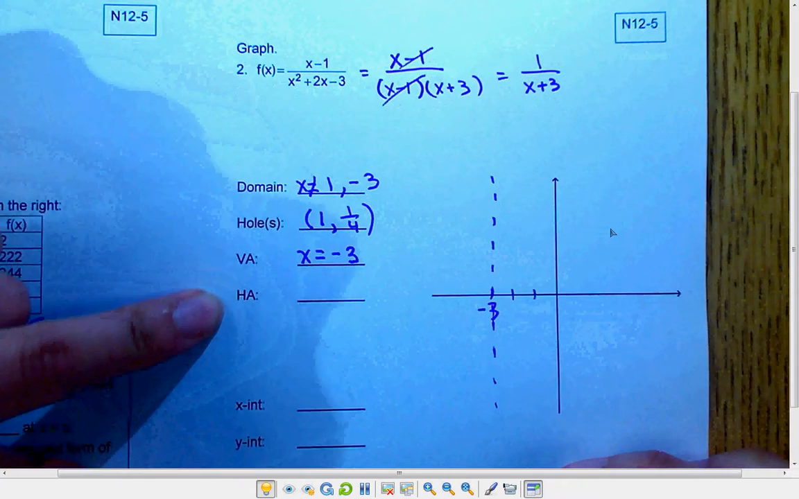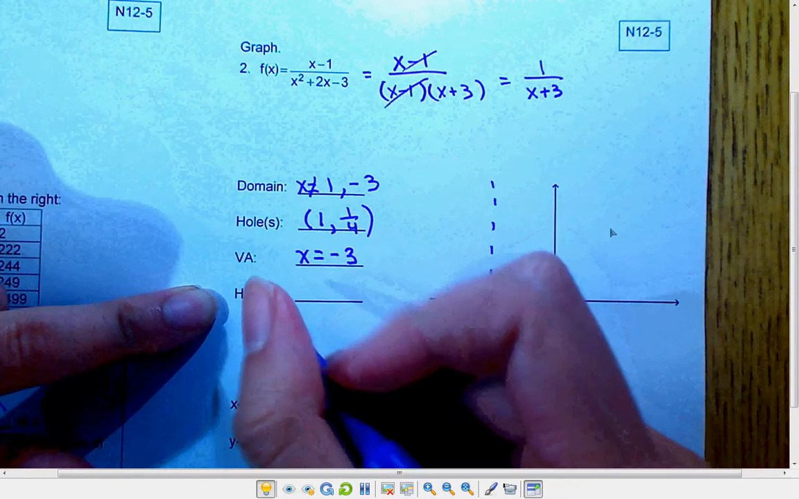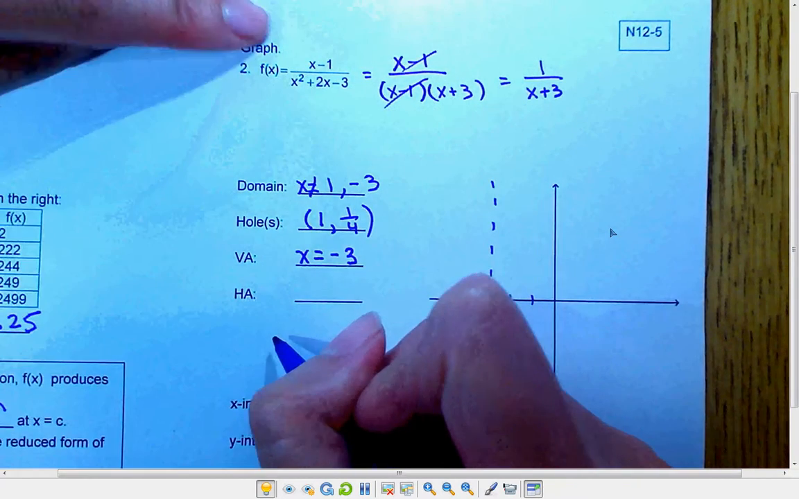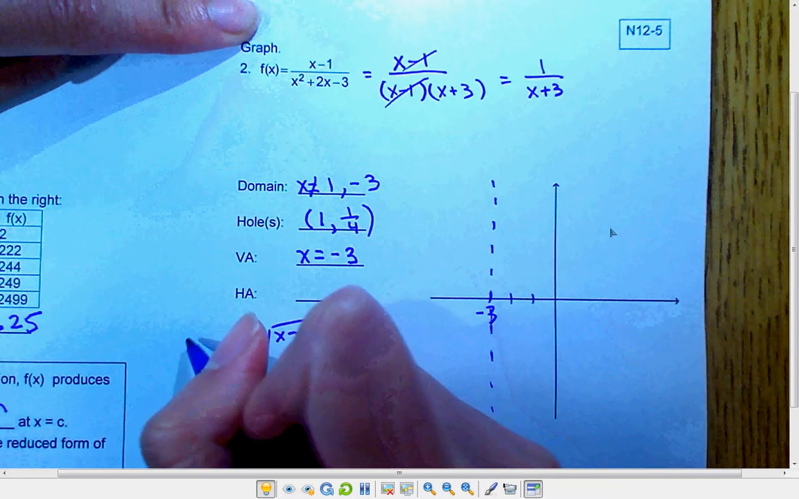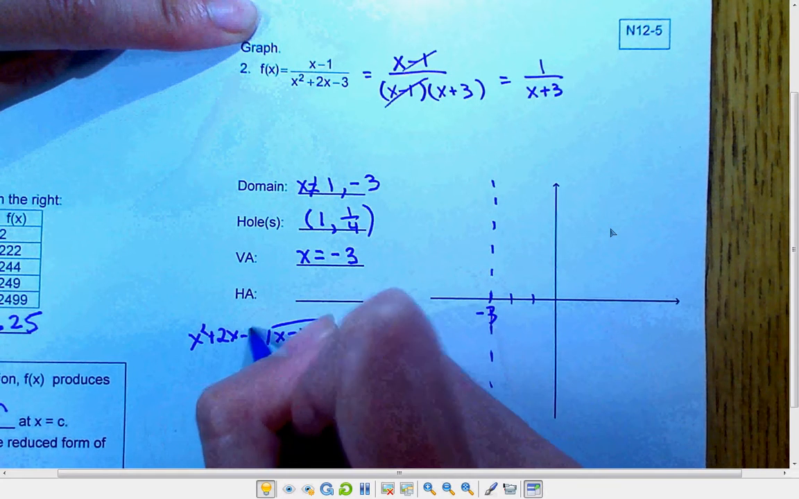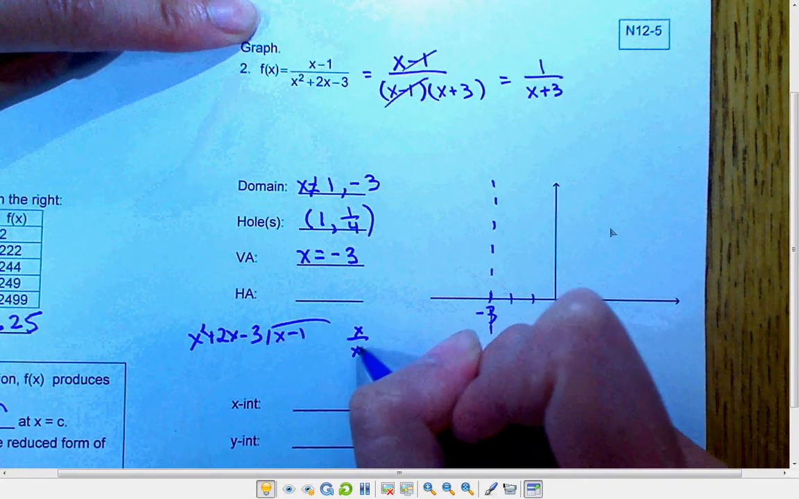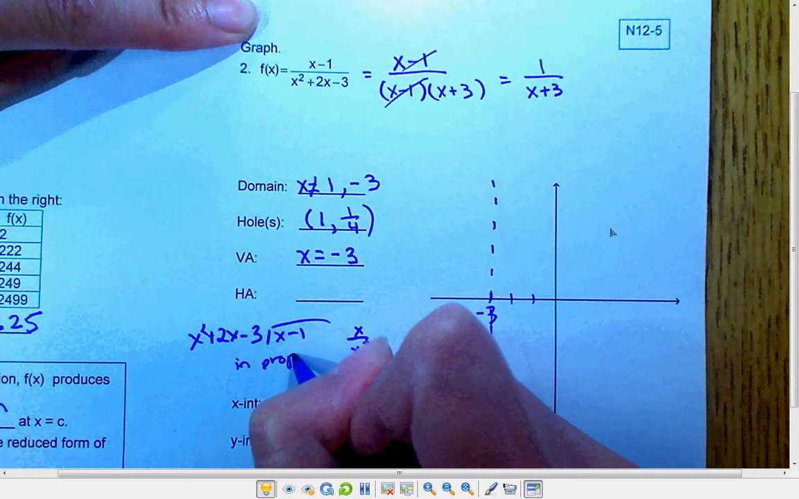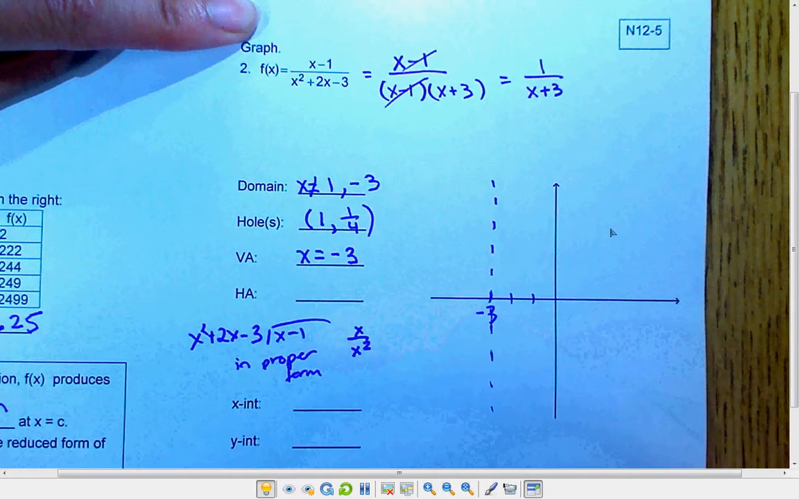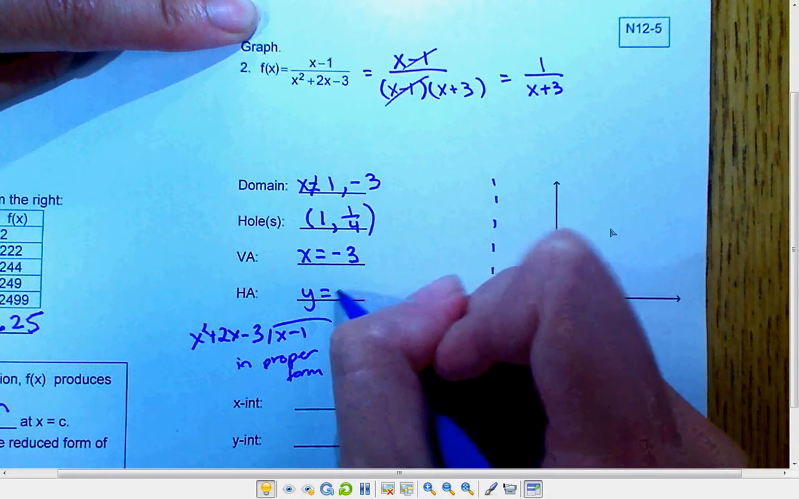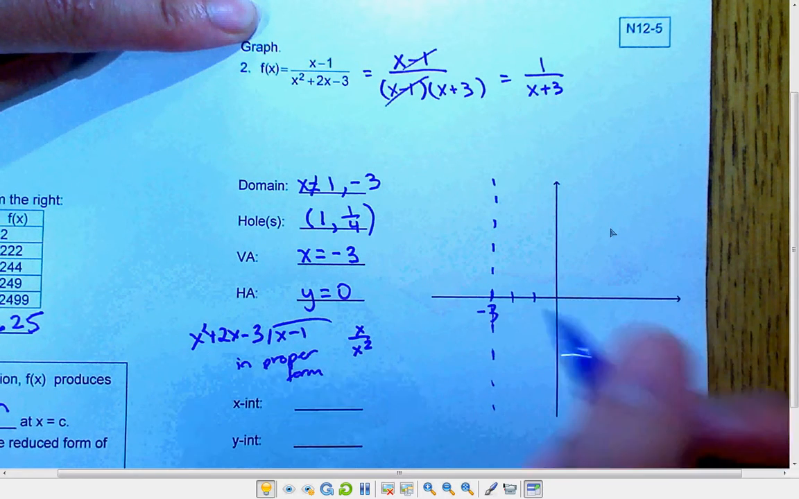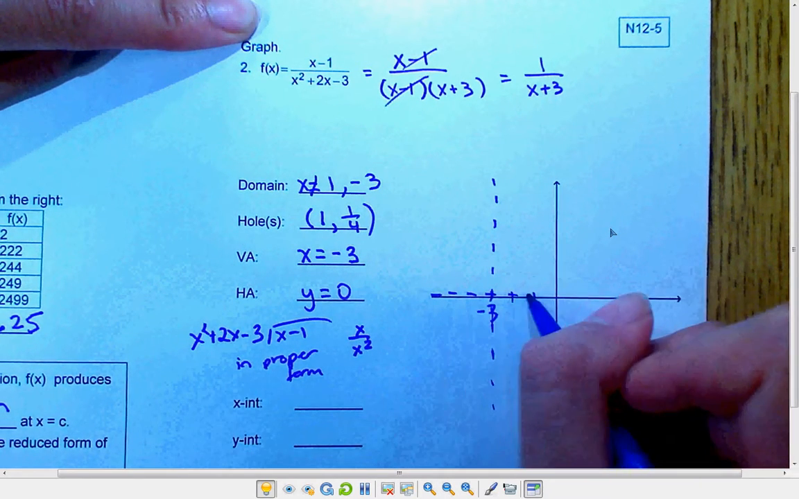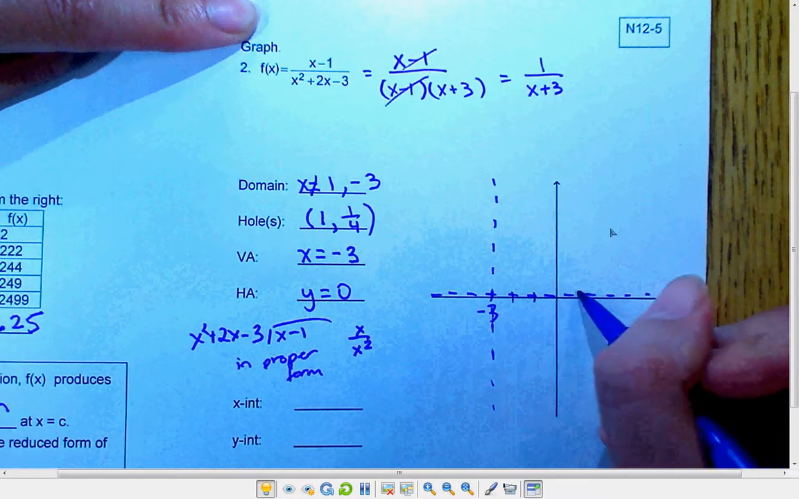Now we're going to draw a horizontal asymptote. So we're going to try to divide. When we divide x minus 1 over x squared plus 2x minus 3, can we divide x by x squared? No, we can't. So it's already in proper form, which tells us that our horizontal asymptote is y equals 0. So again, we're going to plot this at y equals 0.